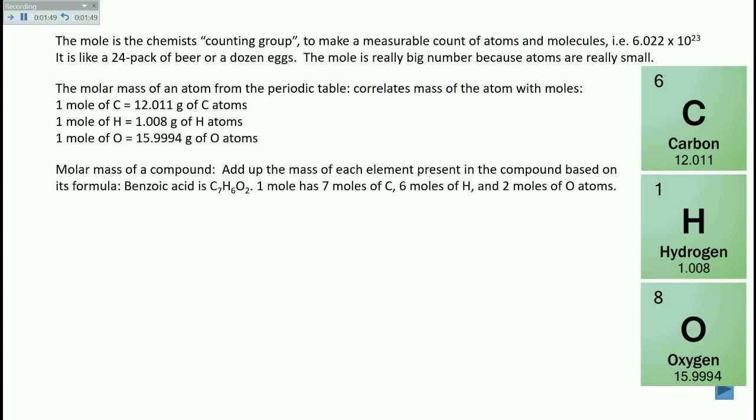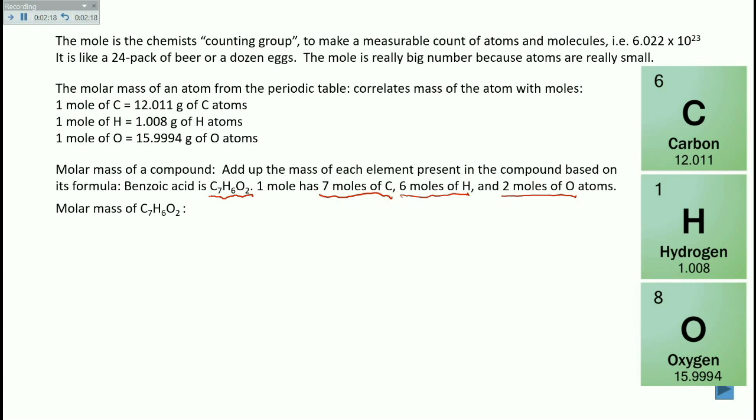Now let's proceed to calculate a molar mass. And the example we're going to use is benzoic acid, which has the formula C7H6O2. And I can tell from this formula that each mole of benzoic acid must have 7 moles of carbon, 6 moles of hydrogen, and 2 moles of oxygen. So to get the molar mass of benzoic acid, I simply add up the mass of all the moles of the elements that are present.